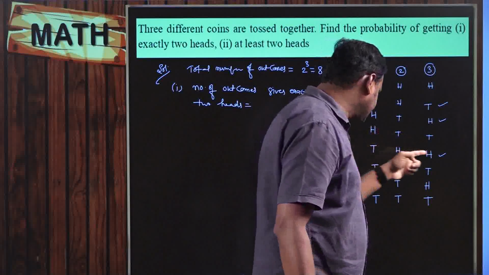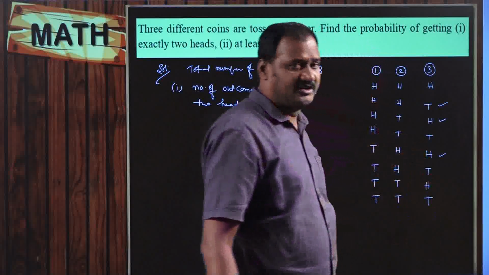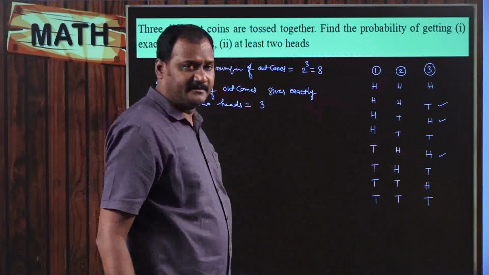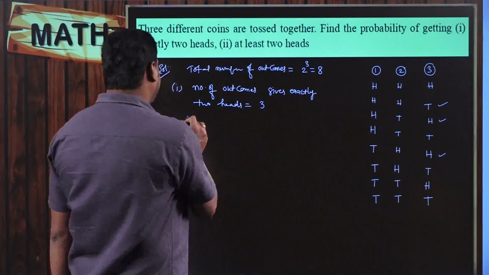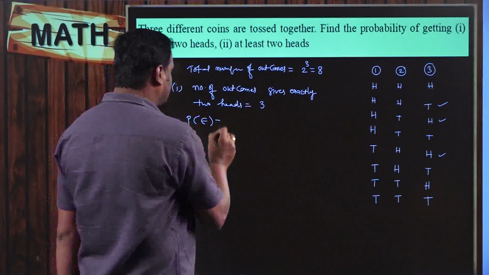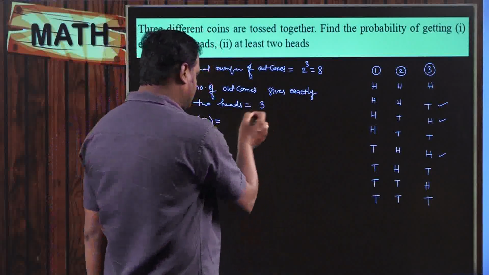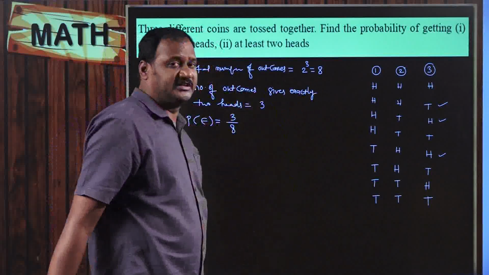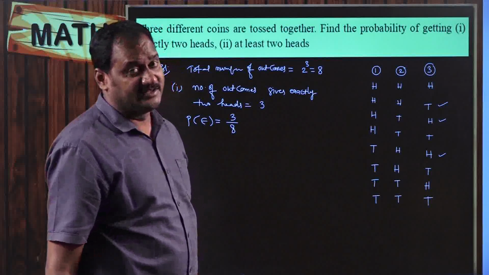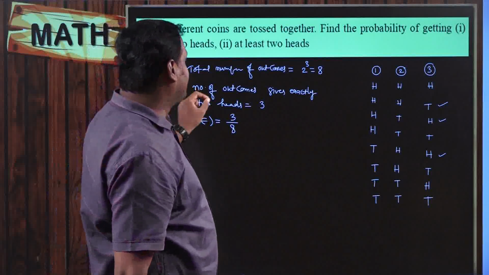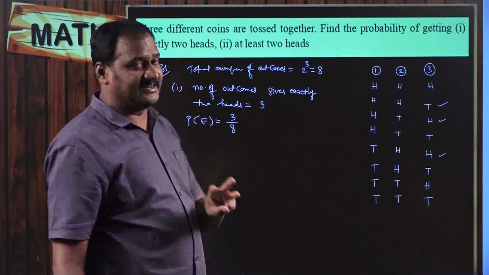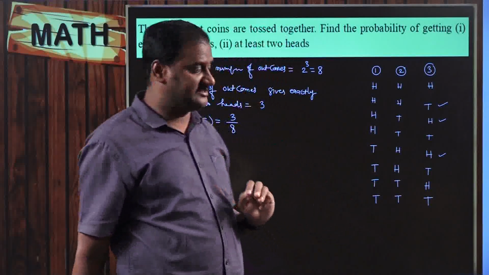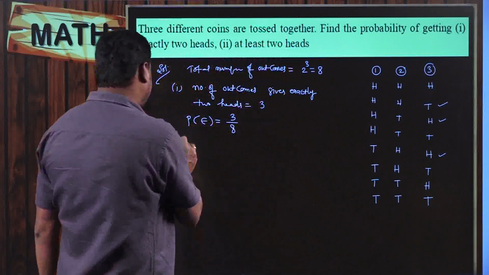Here no. Here exactly 2 heads. There is no. So, exactly 2 heads appear in 3 events. Right? Therefore, the probability of getting an event is equal to the number of favorable outcomes, 3, divided by the total number of outcomes, 8. So, 3 divided by 8. And coming to the second one. What is the second one?